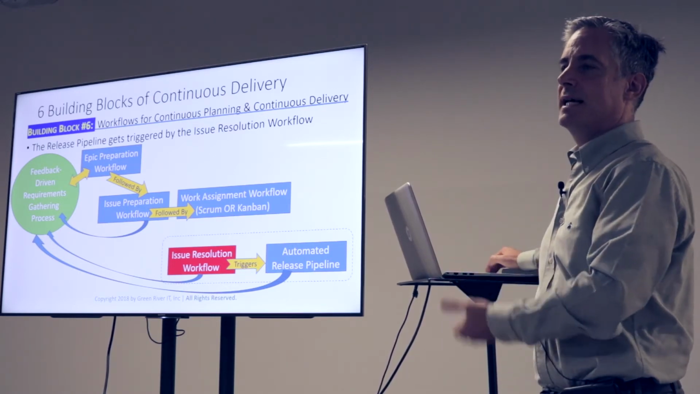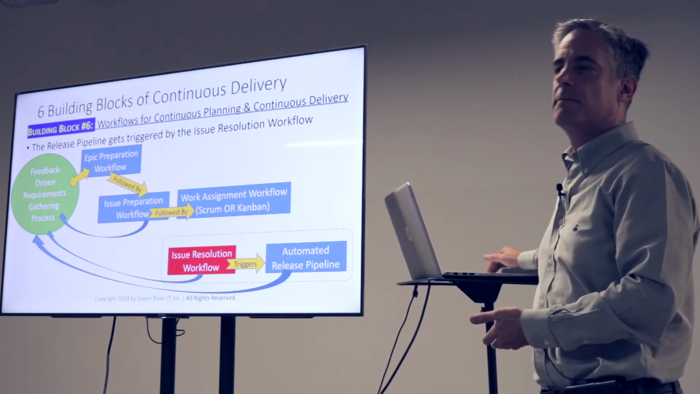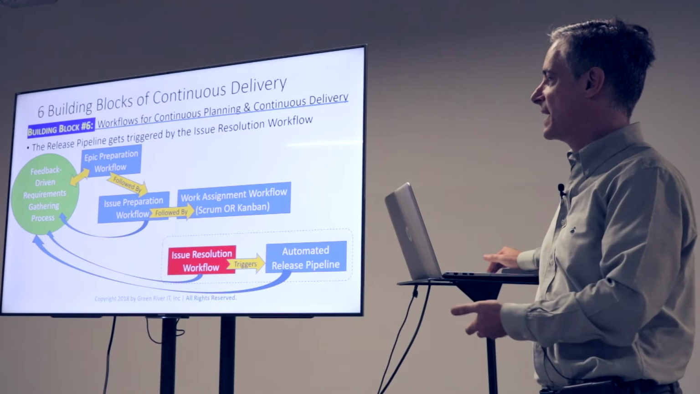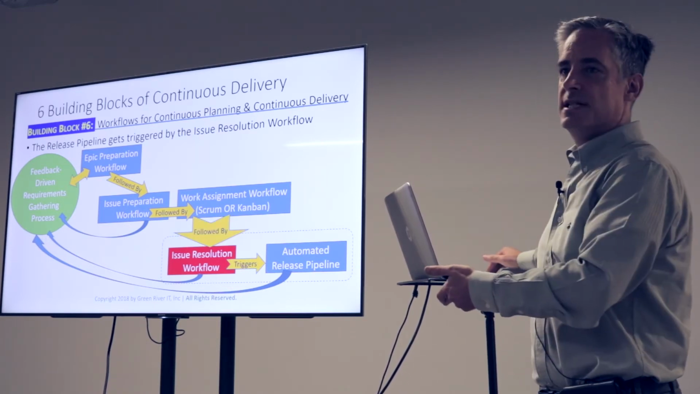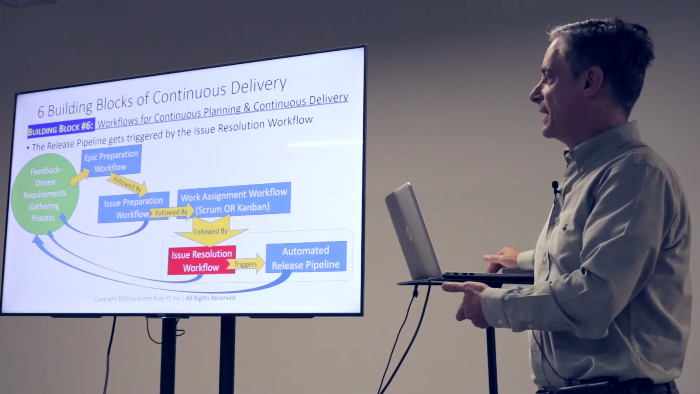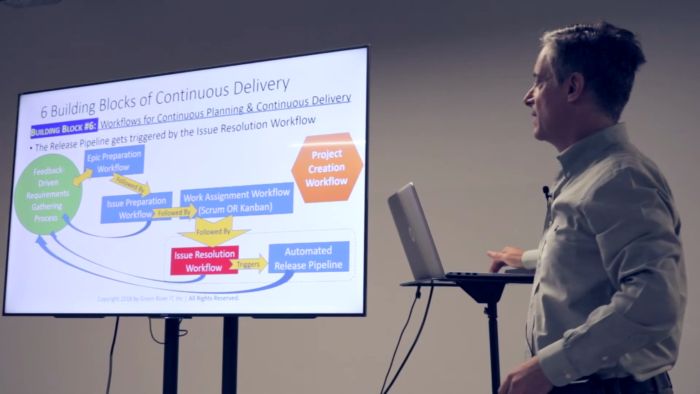Now, if we've never done any agile before, it might be easier to move to a Kanban model than to a Scrum model. There are different ways of assigning work, but one way or the other we've assigned work, and that triggers this issue resolution workflow. And here we've been all people, and now we're getting into systems.